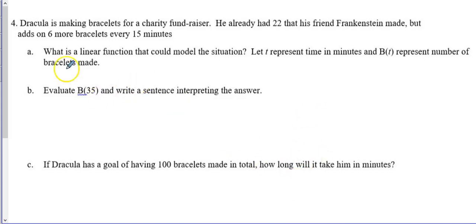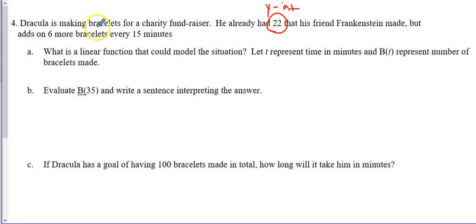All right, so look at the word problem. Dracula is making bracelets for a charity fundraiser. He already had 22 that his friend Frankenstein made. Okay, so anytime you see a word problem that you know is a linear word problem and you see that something has already been done before we start the line, this is always your y-intercept. So this we already know is going to be our y-intercept. Okay, so that's going to be that plus B part.